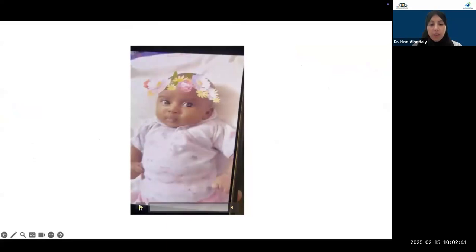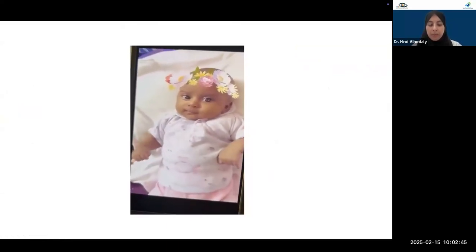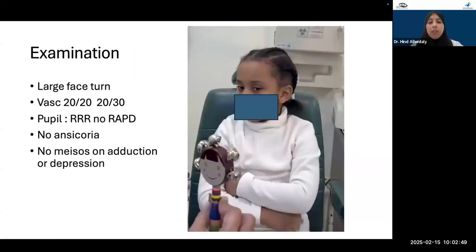So here is her video showing, at the age of a couple of months, she has a right face turn. On recent examination, as you can see, a large right face turn. Her vision uncorrected was 20/20 and 20/30. Her pupils were round, regularly active with no RAPD, no anisocoria, and no miosis on adduction or depression.